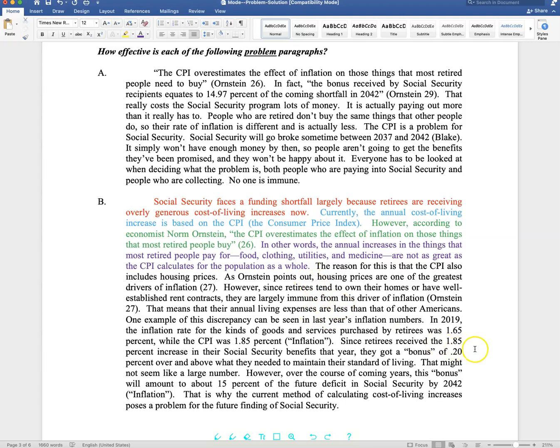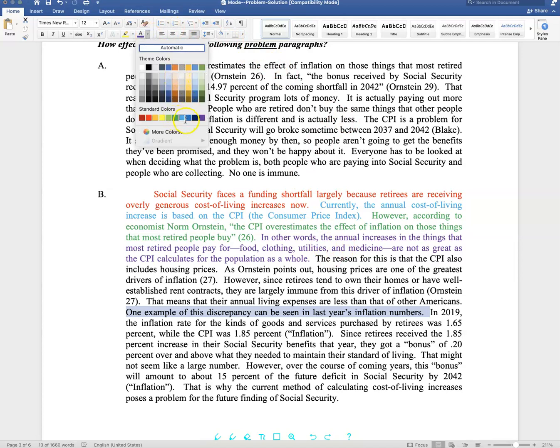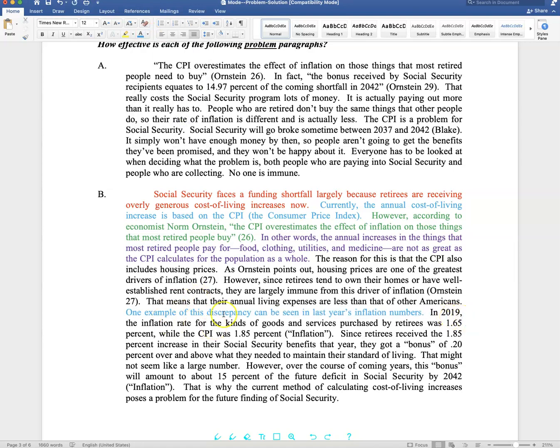I want to look at one that deals with statistics because I think that's very useful. So we've been talking about a discrepancy between the amount of cost of living increases retirees get and what they really need. And so this is going to give some more evidence for that. So we've got some context. One example of this discrepancy can be seen in last year's inflation numbers. So we know from that the evidence is going to be last year's inflation numbers, and that it's going to show this discrepancy that Ornstein was talking about.